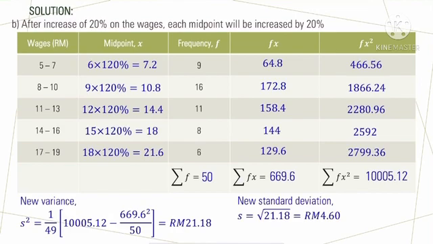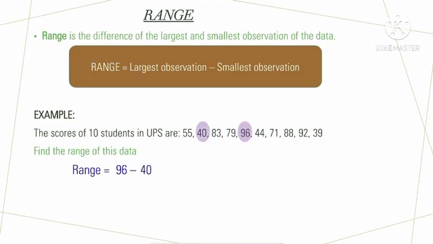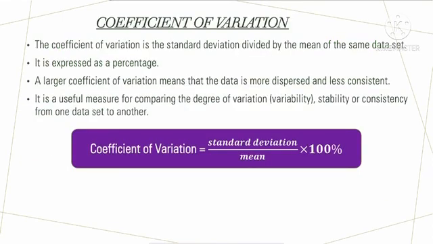Range is the difference of the largest and smallest observation of the data. In other words, it equals the largest observation minus the smallest observation. For the given example, we want to find the range for this data. So the range equals the largest observation, 96, minus the lowest observation, 40, and it equals 56.